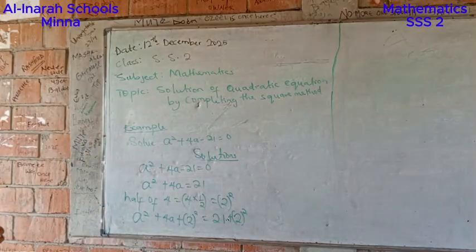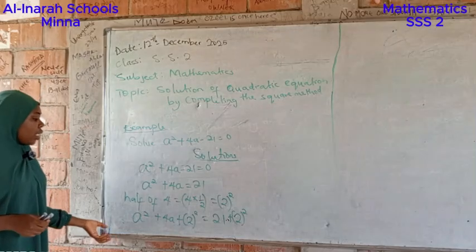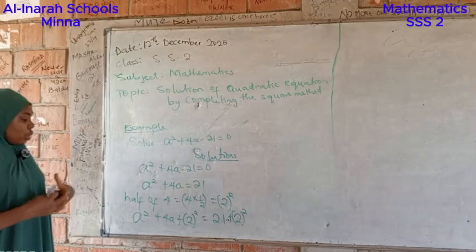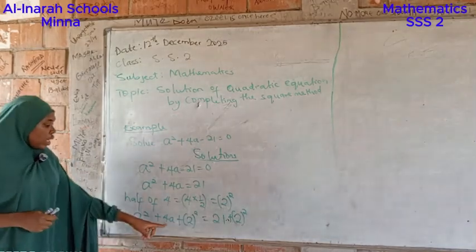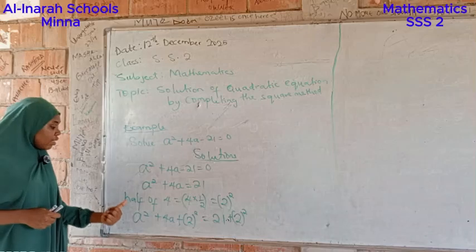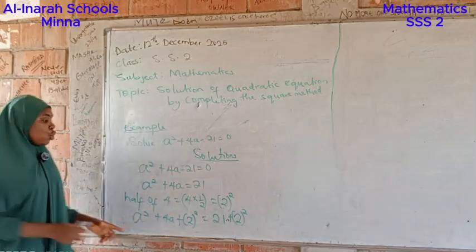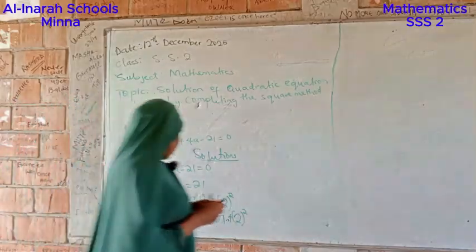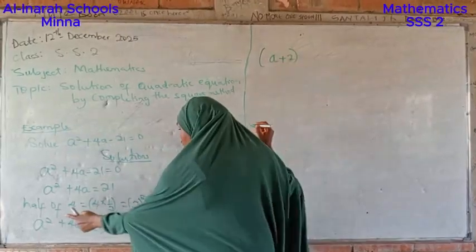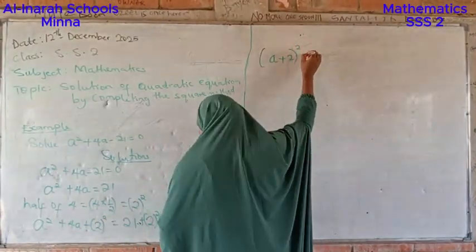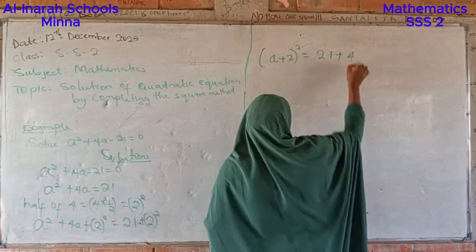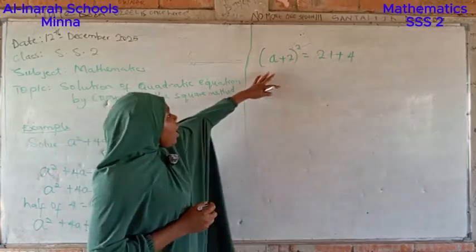Now the next rule says that I should combine the terms on my left hand side. I'm having a square plus 4a plus 2 square. If we look at this, the only terms carrying the square are a square and the 2. So I will combine them together, and I will have open bracket a plus 2. Since all of them are having square, I write to the power of 2 is equal to 21 plus 2 square, which will give us 4.